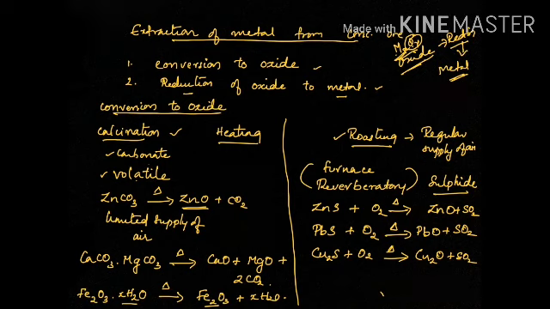compounds, will undergo calcination. Roasting is done for sulfide ores. So when you're doing the roasting, we have to heat it with a regular supply of air, not a limited supply of air. And roasting we are doing with a large supply of air itself. Okay, so I hope you have understood the conversion to oxide.